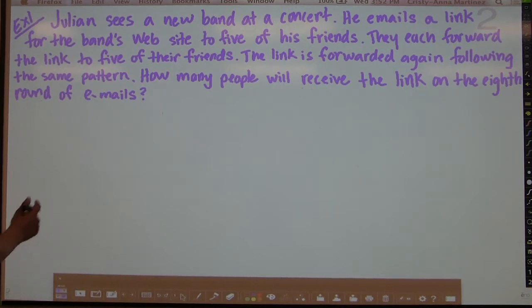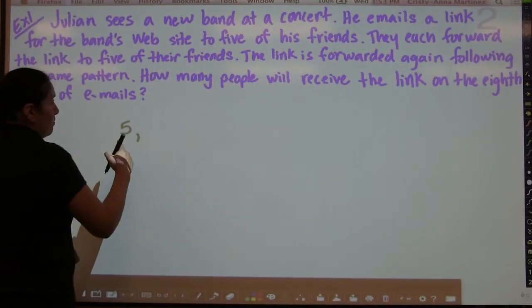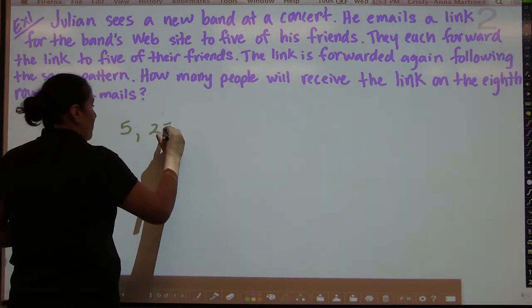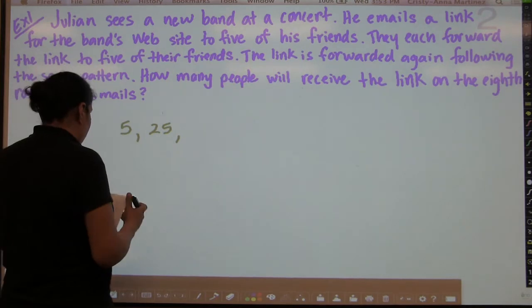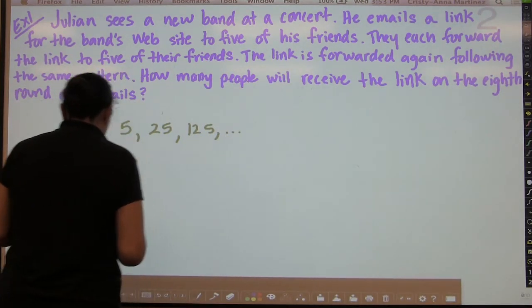So basically what we have going on here is that initially 5 emails are sent. And then those 5 people forwarded to 5 of their friends. So 5 times 5 would be 25. And then those 25 people would email it to 5 of their friends. So 25 times 5 is 125, and so on, and so on, and so on.